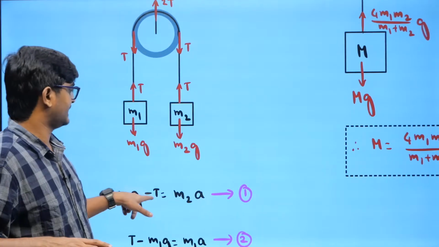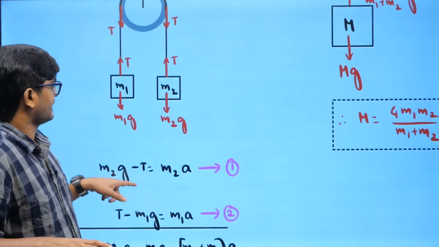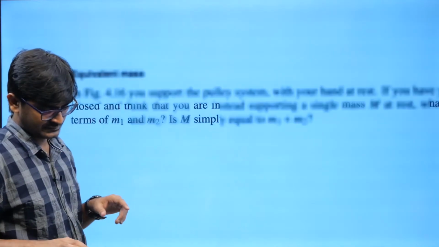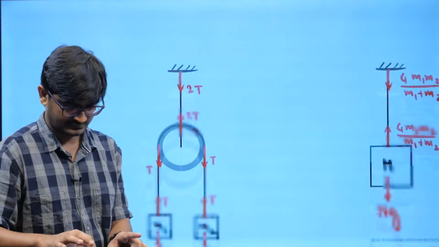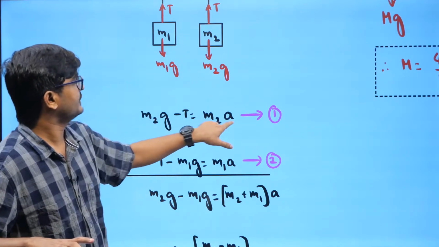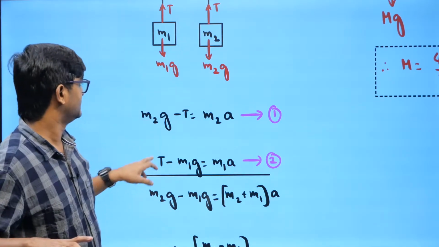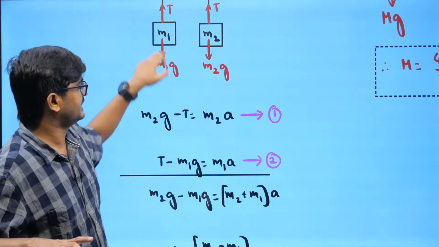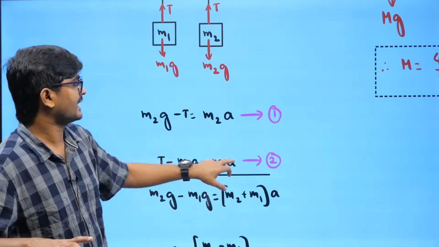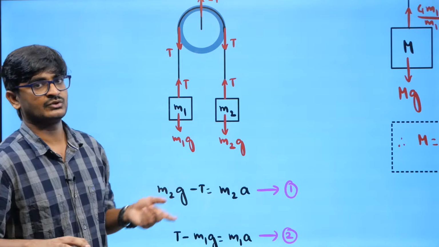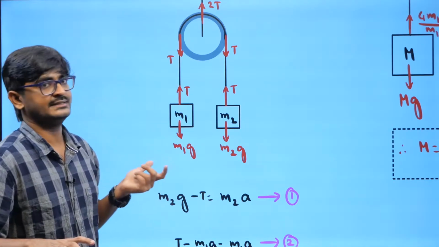So M2G minus T equals M2 into its acceleration. T minus M1G equals, it is going upwards, right? So T minus M1G equals M1A. But what I have done here, I assumed both accelerations are the same. What is the reason? I am going with one more ideal string property, that the string is inextensible.